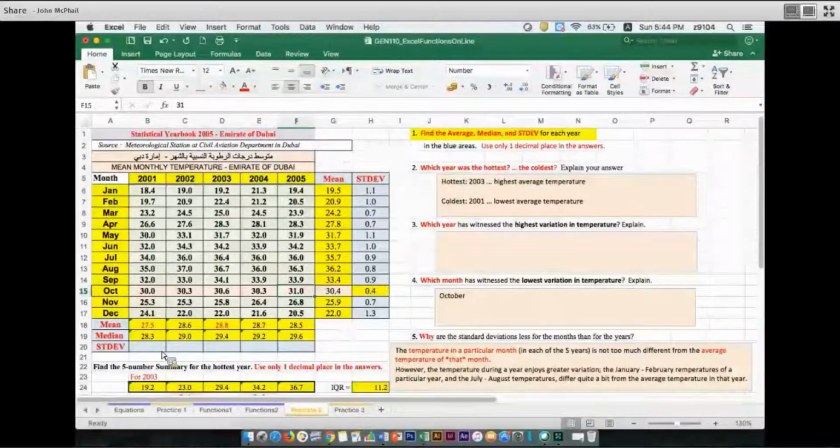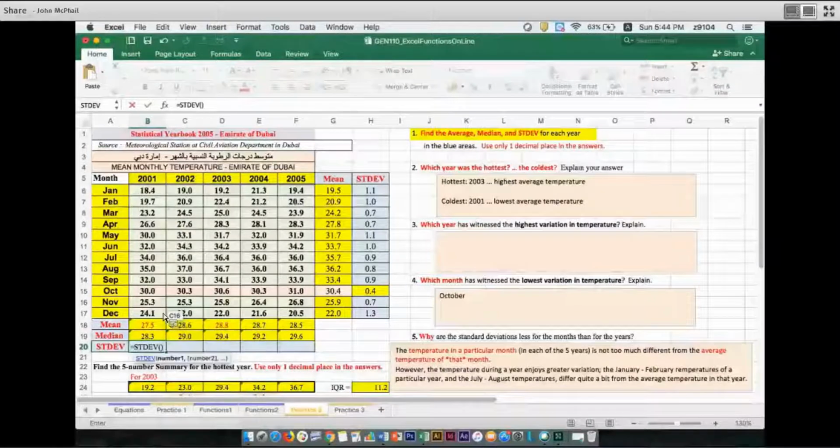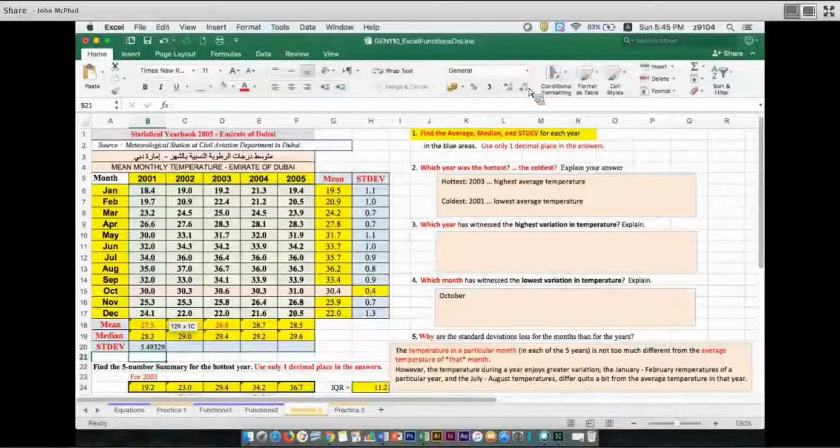However, for the years, if I look in column B, row 20, if I find the standard deviation for the year 2001, we can expect that deviation to be a little bit higher. I will chop the decimal places. We get 5.5 as the standard deviation in the year 2001. The average temperature in the year 2001, 27.5. But there is variation over the months.